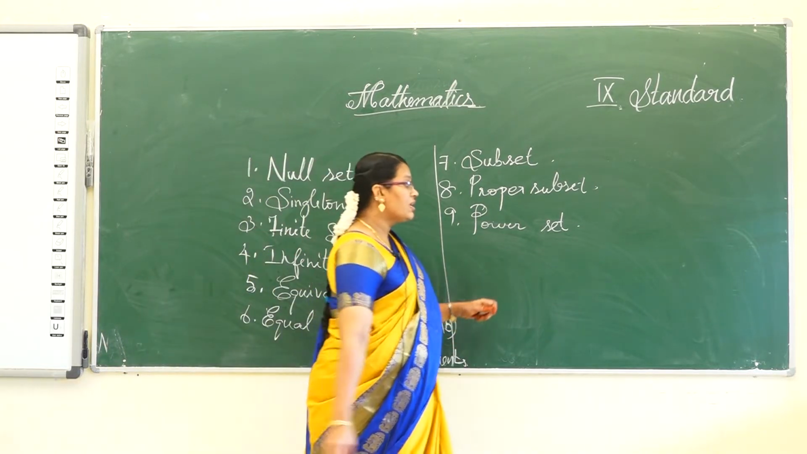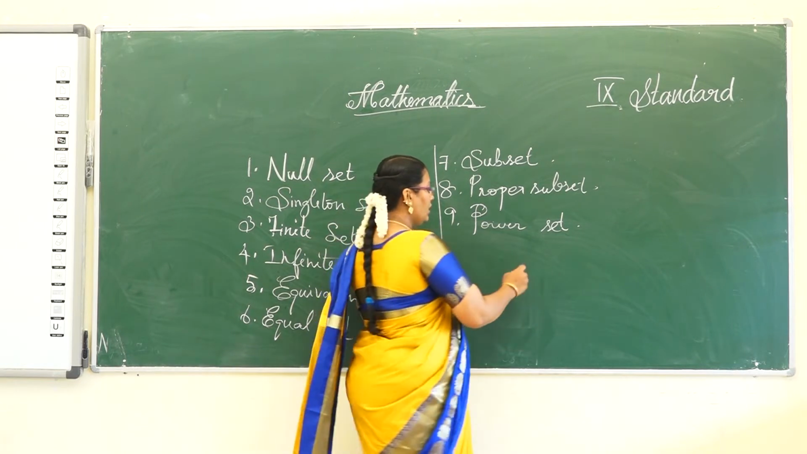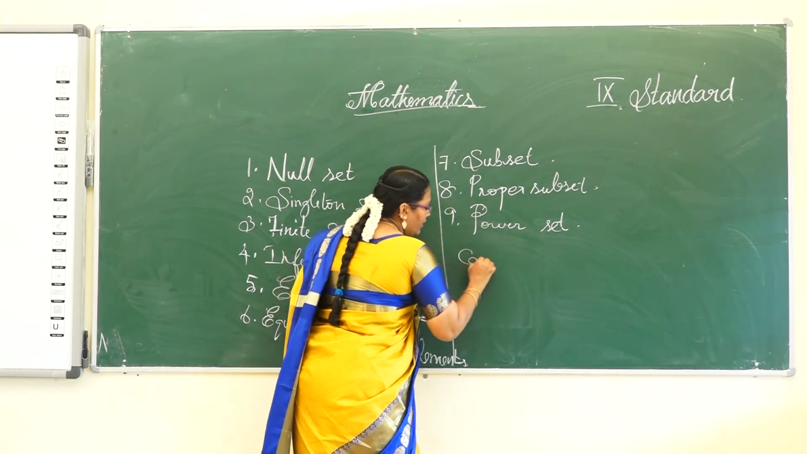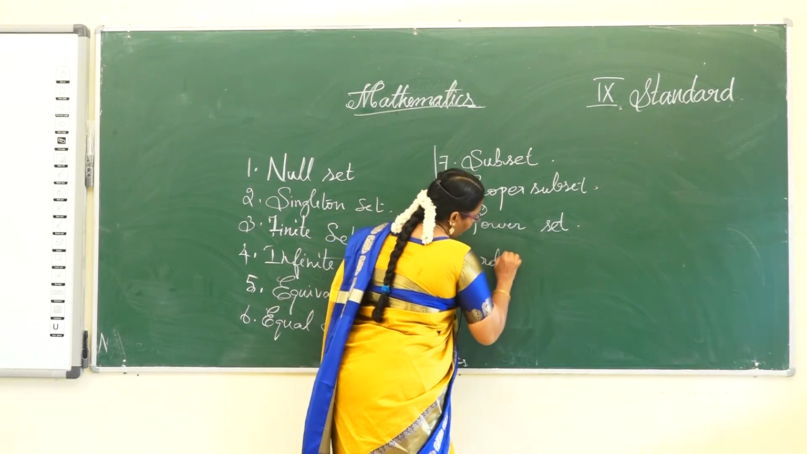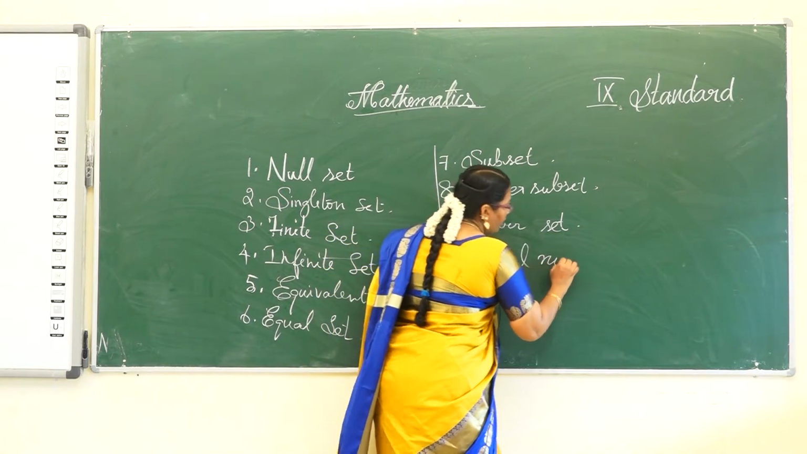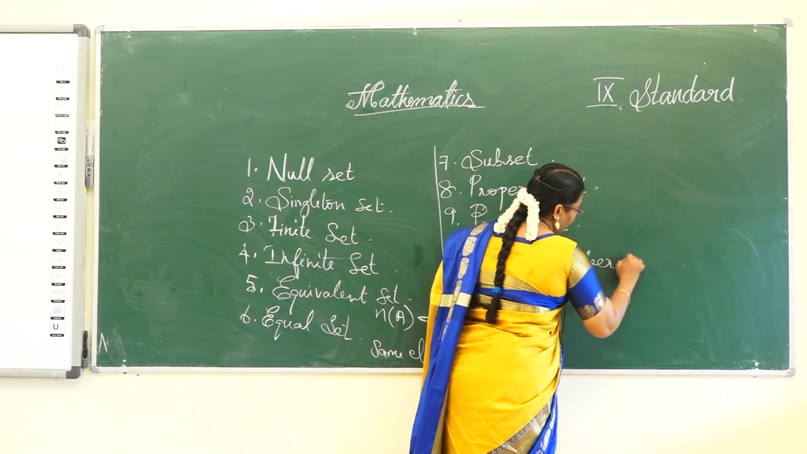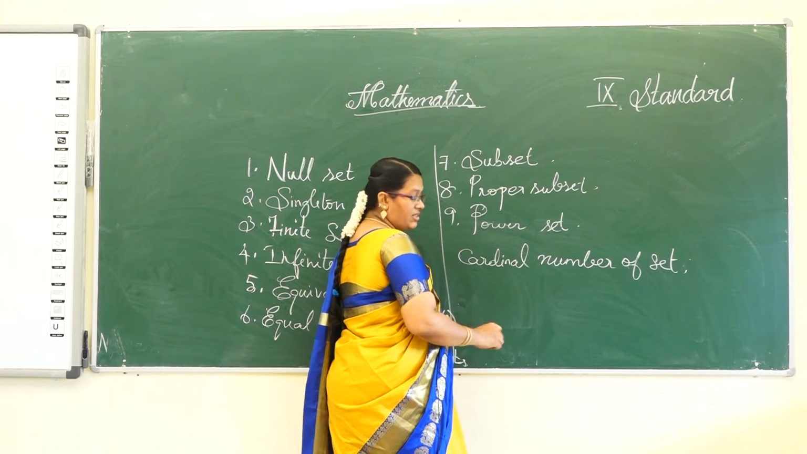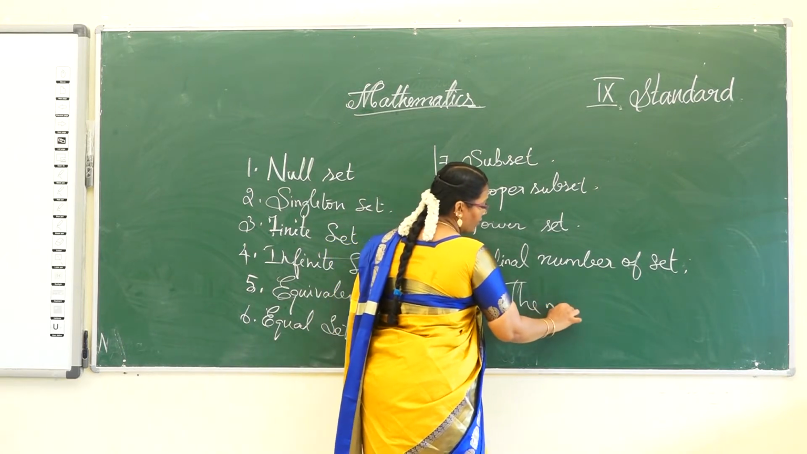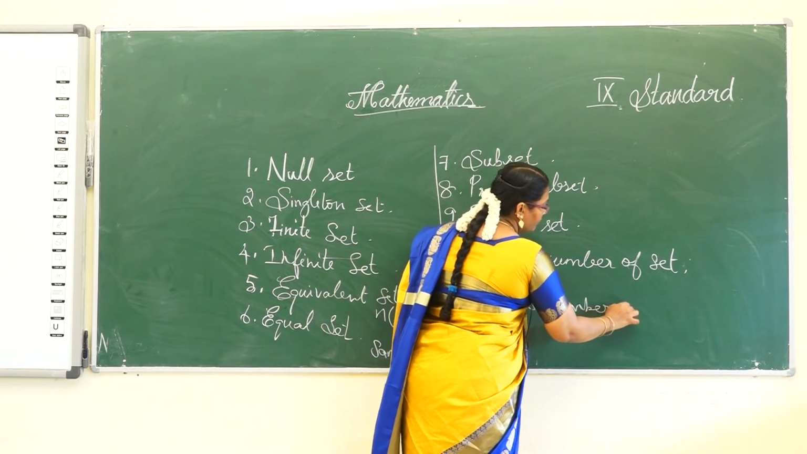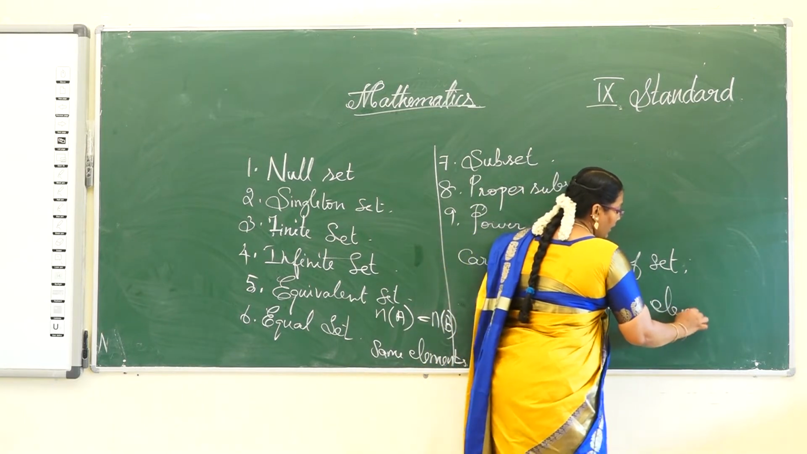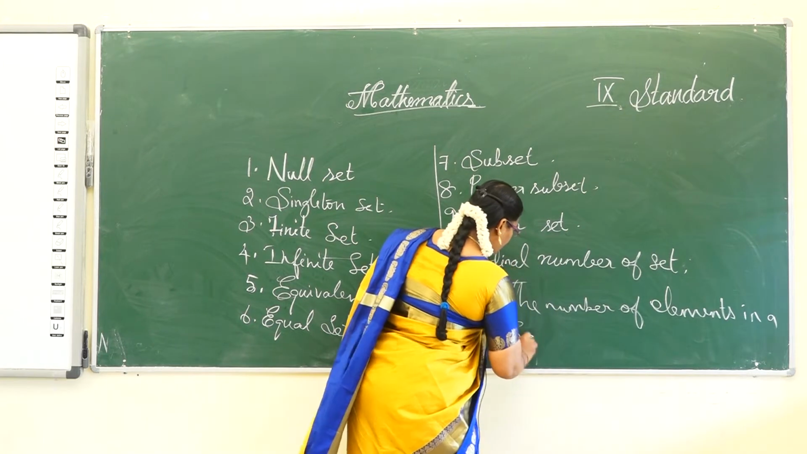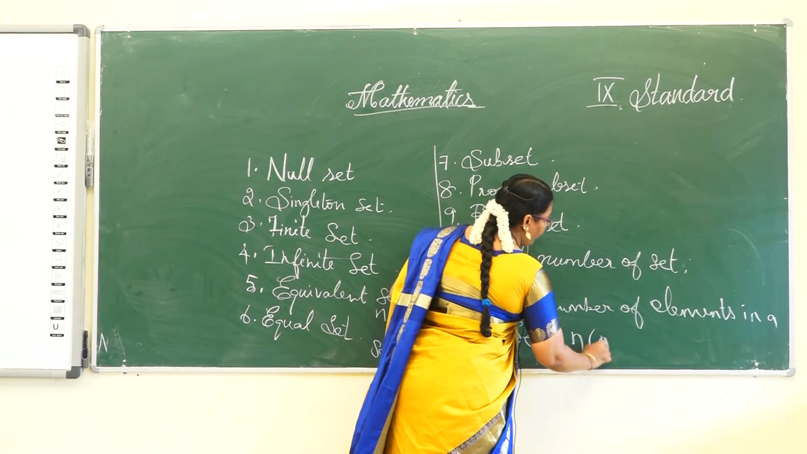And cardinal number of a set means the number of elements in a set. It is denoted by n of A.